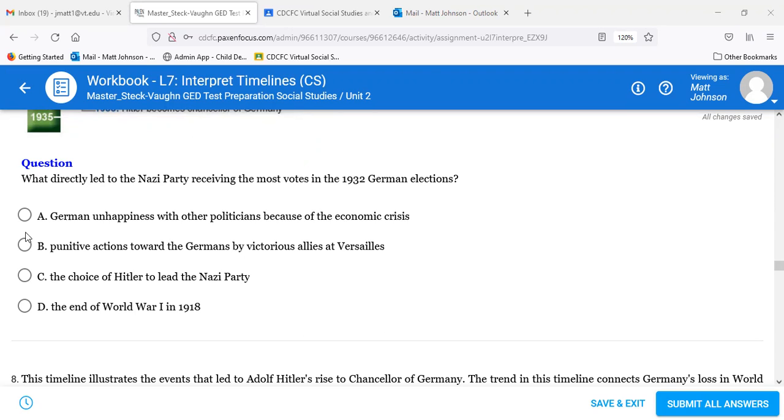Yeah, I think Etta put it in the chat for us too. So, A, German unhappiness with other politicians because of the economic crisis, which is what we talked about there. You have to remember too, Hitler was this incredibly charismatic individual. He could get people to follow him. He got a lot of people to listen to him. He was a very effective orator, right? He was a great speaker. And just by the way, punitive, right? That's punishment, an act of punishment. That's the definition of punitive there. So A for number 7.